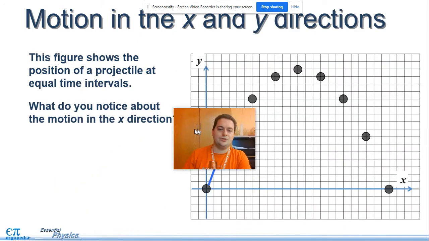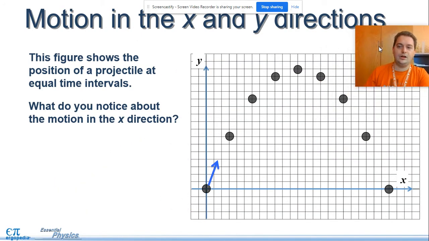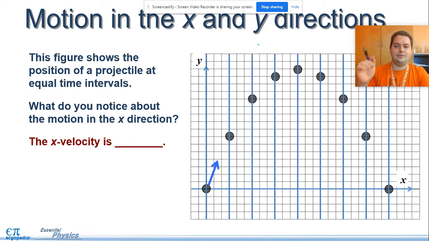And here's why. So here's a graph of motion of a projectile every single second. So each dot is 1 second. And what you notice on the x-axis is that they're equally distributed. X velocity, and so now pause for a moment.